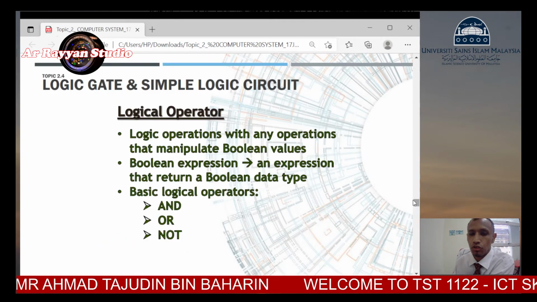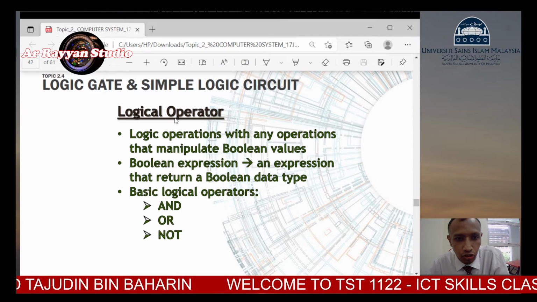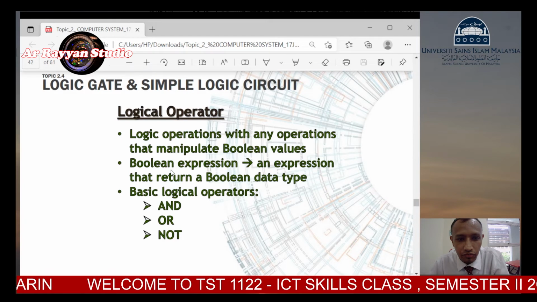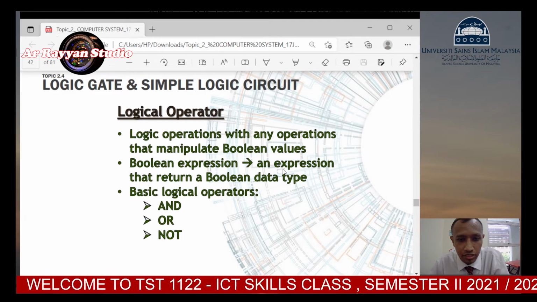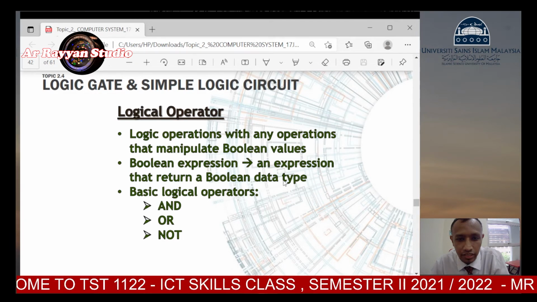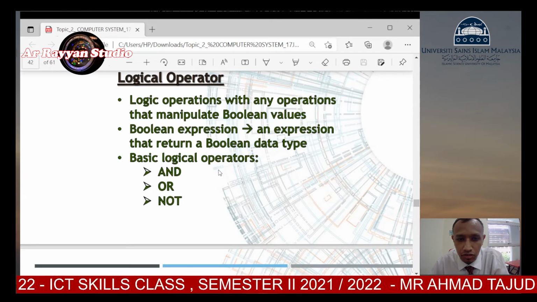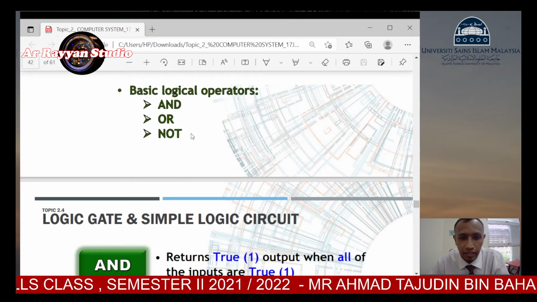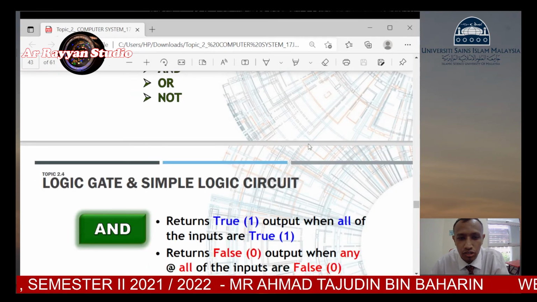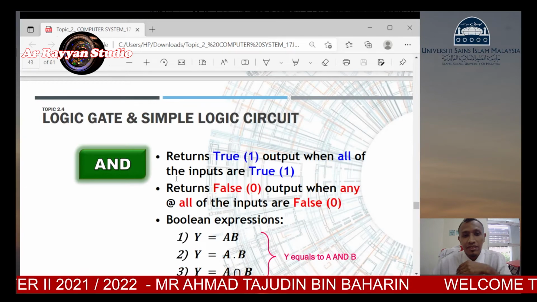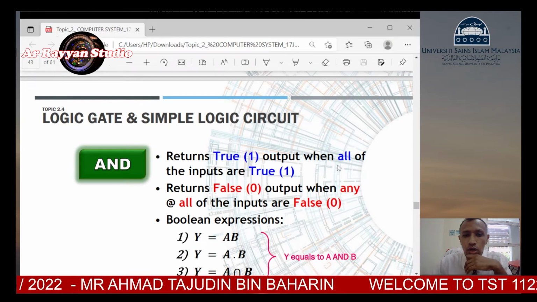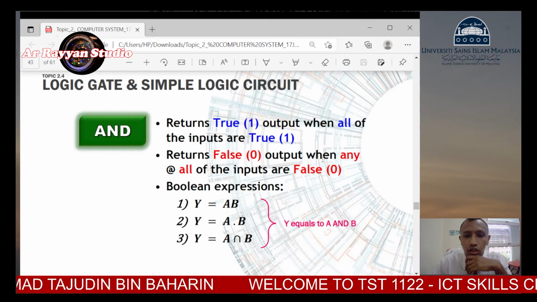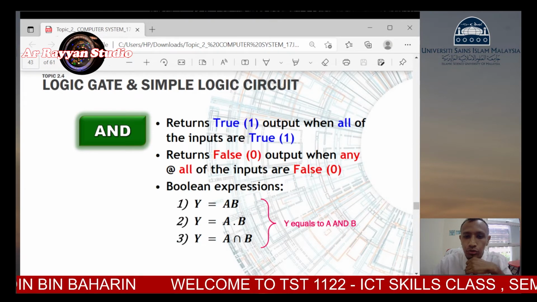Alright, next we go for logic operator. Logic operation is any operation that manipulate boolean values. Right, example, boolean operation, an expression that return a boolean data type. Okay, we have basic logic operator: logic and, logic or, and logic not. Okay, logic and return true output when all the input are true. Okay, return false output when any of input are false.